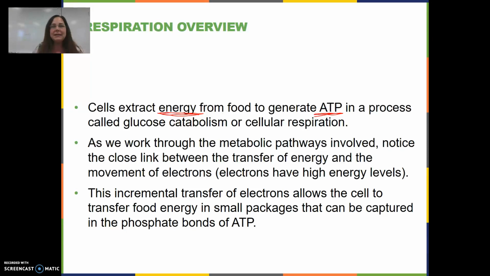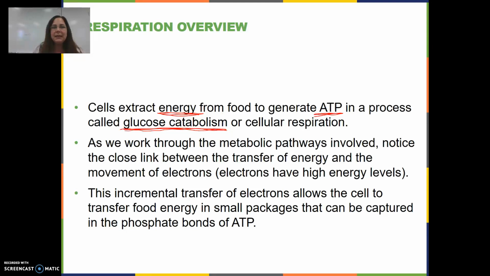So cells extract energy from food, and our food can be broken down into different things, but we use glucose because almost always the carbohydrates that we eat are broken down into glucose, and then it's the breakdown of glucose, or glucose catabolism, that leads to the production of ATP. So that is one overall chemical reaction. Glucose plus oxygen yields carbon dioxide and water and ATP. But that is not how the reaction occurs.